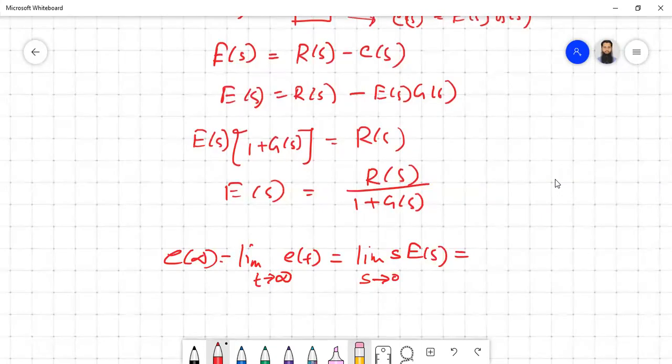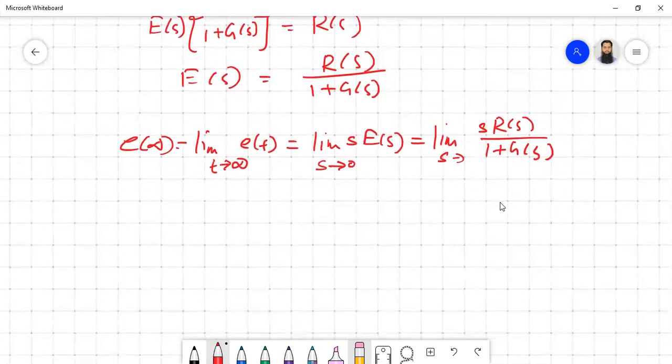Now, if you put the value of E(s), then we get s R(s) by 1 plus G(s). Okay, so this is the derivation for your steady state error in terms of G(s). Now, the next thing that we are going to see is, for different types of input, how this error is going to behave. Okay, so say we have a step input.